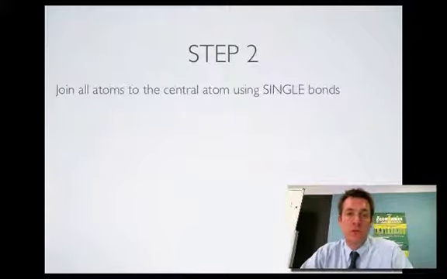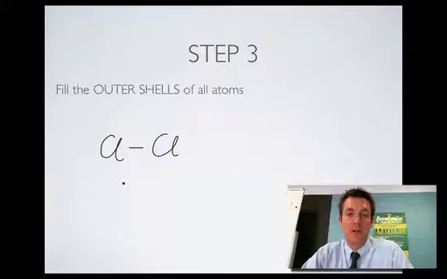Now we need to join all the atoms to the central atom using single bonds. Well, there isn't really a central atom in the chlorine molecule because it's just 2 chlorine atoms. So we go like so. Okay, we've got to then fill the outer shells of all atoms. Well, chlorine atoms can hold 8 in their outer shell, so we'll fill their outer shells by giving them 3 more pairs each. Remember, we can draw a pair of electrons as a line. Here's a pair, here's a pair, here's a pair, here's a pair, and so on. So each chlorine atom now has 4 pairs of electrons in its outer shell.